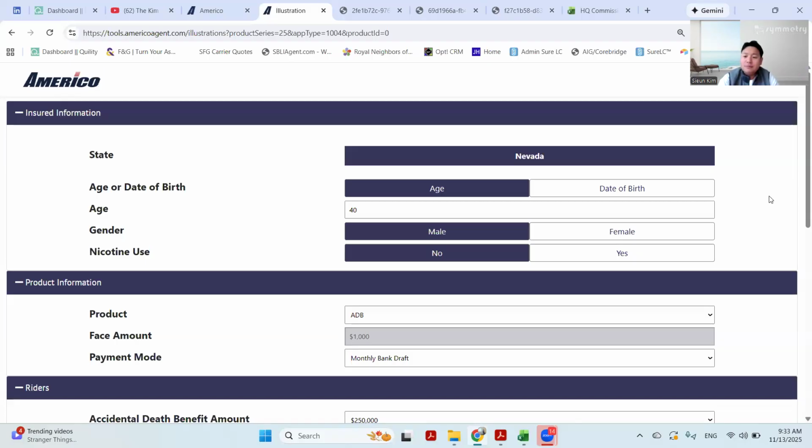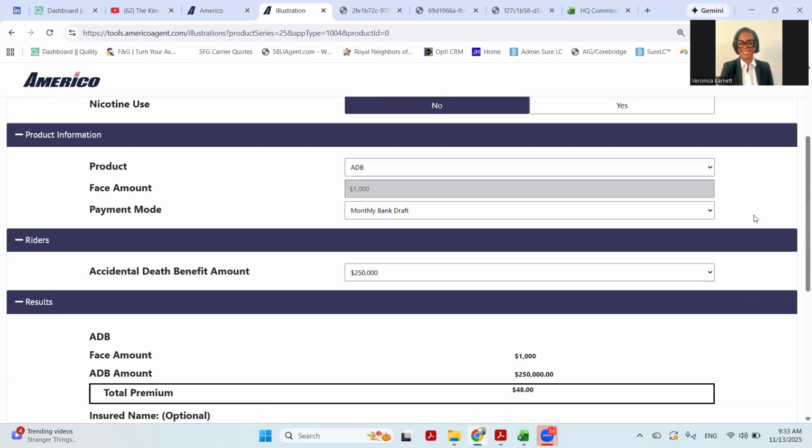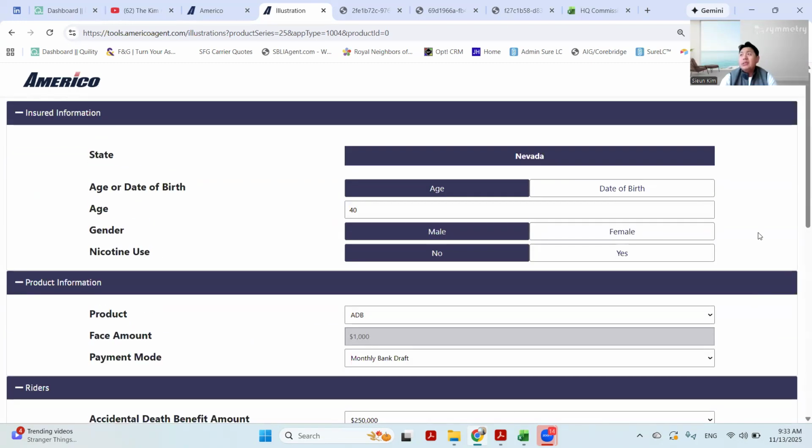Go ahead, Veronica. How is the underwriting on these term policies with Americo? Yeah, so I would say the underwriting is pretty decent. Some of the big no-nos for Americo term products is cancer. Cancer is a no-good, no matter how long ago it was, how little it was. If there was a cancer history, they're going to be knocked out of this plan right away. For diabetes, I would say it's pretty lenient, but they cannot be taking insulin, and the diabetes has to be diagnosed after 35.